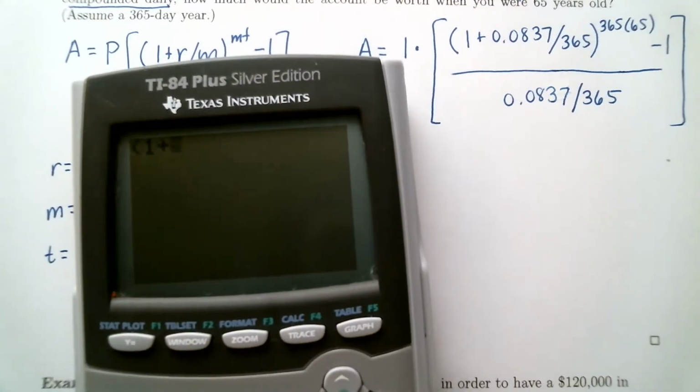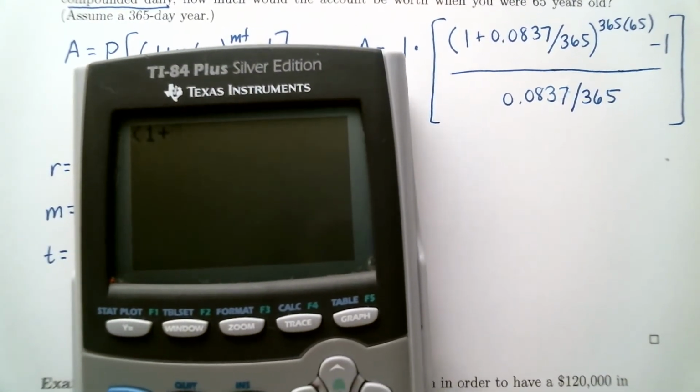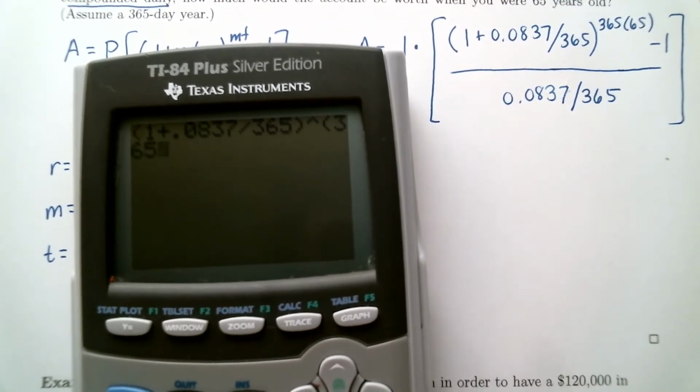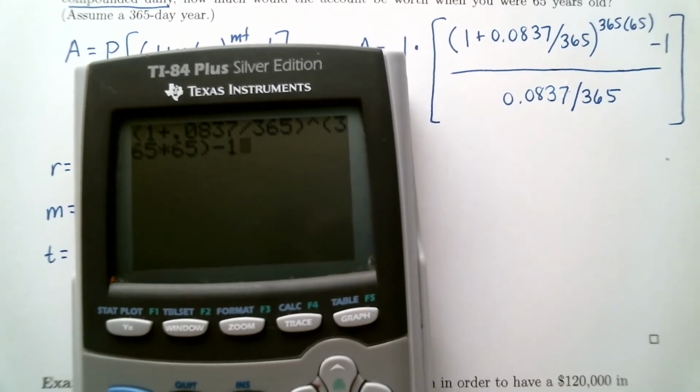1 plus 0.0837 divided by 365, close parentheses. The exponent is complicated here, so make sure you put it in parentheses if you need to. So 365 times 65, close the parentheses before subtracting 1. And this is going to give you the numerator.